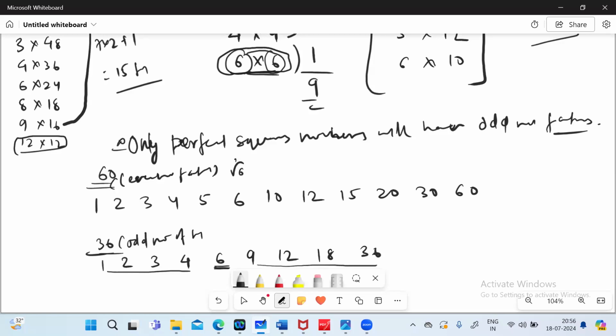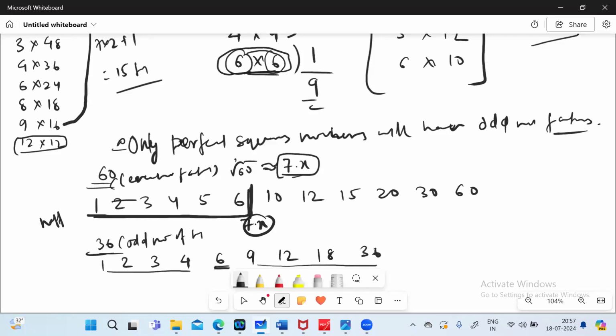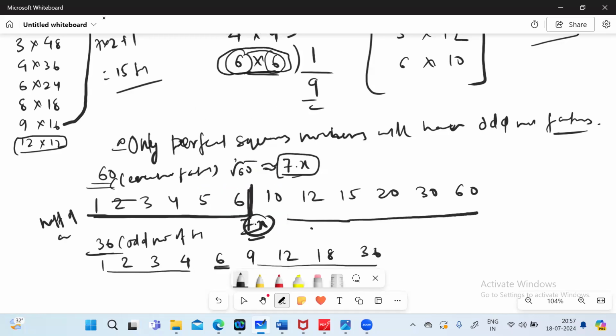So what is the root of 60? Can anybody tell me the approximate value of root 60? 7 point something. So 49 has a root of 7 and 64 has a root of 8. So root 60 will be 7 point something, which will lie in between 6 and 10. So what we can see here is exactly half of the factors will lie below the root and half of the factors will lie above the root. And one more thing to observe here is that one below the root and one above the root will be a complementary pair. So this is how we get the complementary pairs of factors of 60.